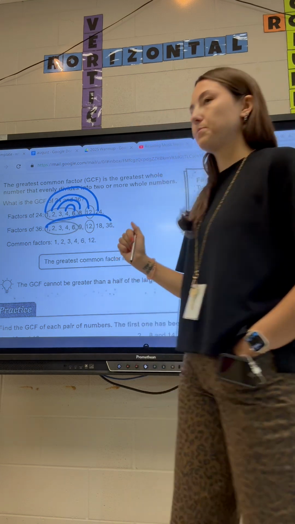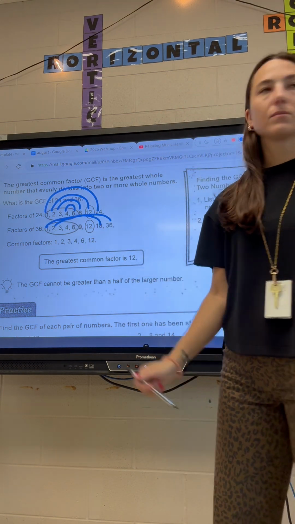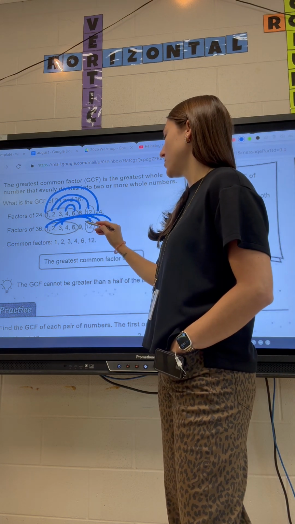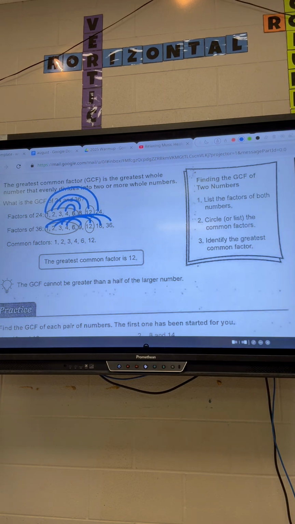Now, they list factors of 36. 1 and 36. 2 times 18. 3 times 12. 4 times 9. Why did they only write 6 once? What can you multiply by 6 to get 36? 6. You only have to list it once. Okay, so we just completed step 1. List the factors of both numbers, right? They listed it for us. That's our step 1. Harper P., read step 2 for us.